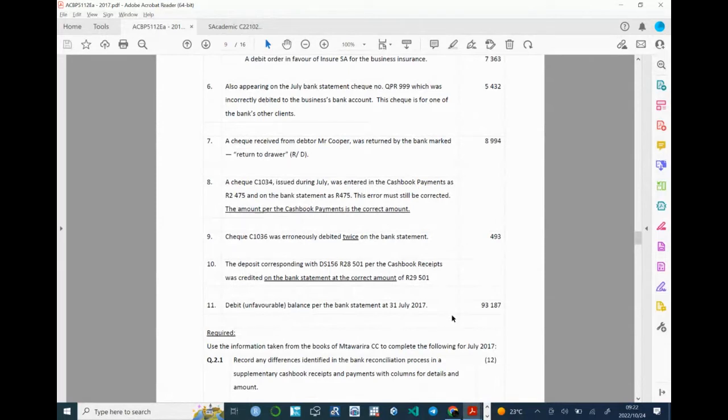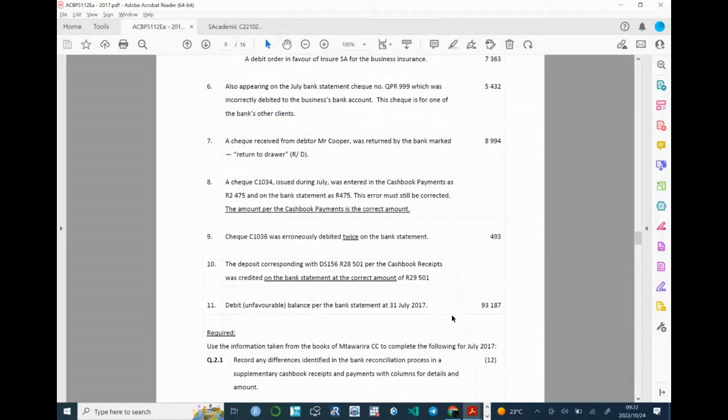A check received from a debtor, Mr. Cooper, was returned by the bank marked return to drawer. Okay, so a debtor came and paid us, the check bounced, we need to reverse that. When someone is paying us, we record in the CRJ. Now we need to reverse that. Where are we going to record it? Aha, CPJ.